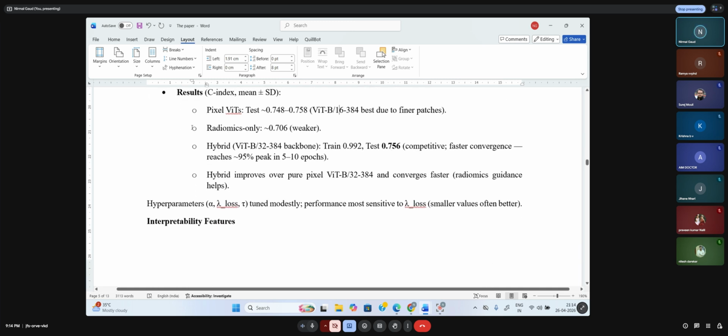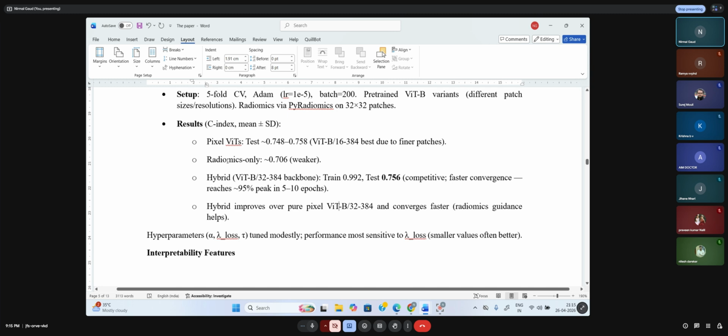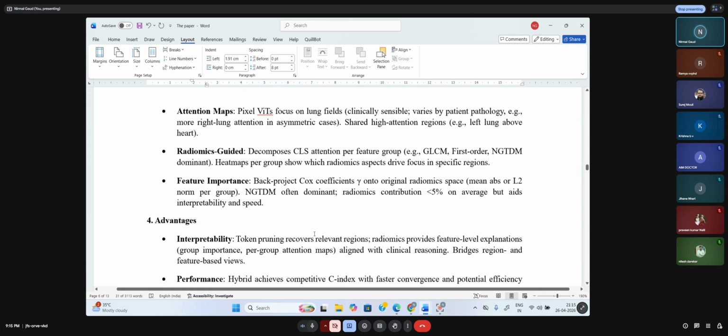With hybrid ViT they are getting 99.2%, and faster convergence. With only radiomics, 70%, because radiomics is not capable. With the vision transformer they are getting 74 to 75 something, but with hybrid ViT mixed with the radiomics, I guess they are getting 99. So faster convergence with the radiomics, this hybrid model they have preferred.